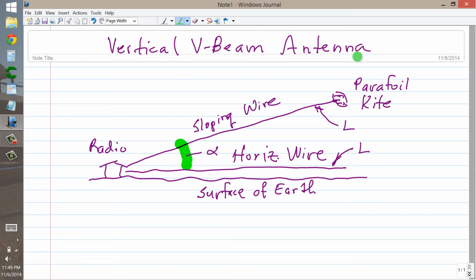Now, this friend of mine was a shortwave listener. He was not a radio ham. So he never really got a chance to do any technical evaluations of an antenna like this. But it's basically a V-beam antenna tilted on its side with two legs, both of them length L as measured in wavelengths, one of them sloping up to a parafoil kite, the other one horizontal, running more or less a few feet above the surface of the earth.